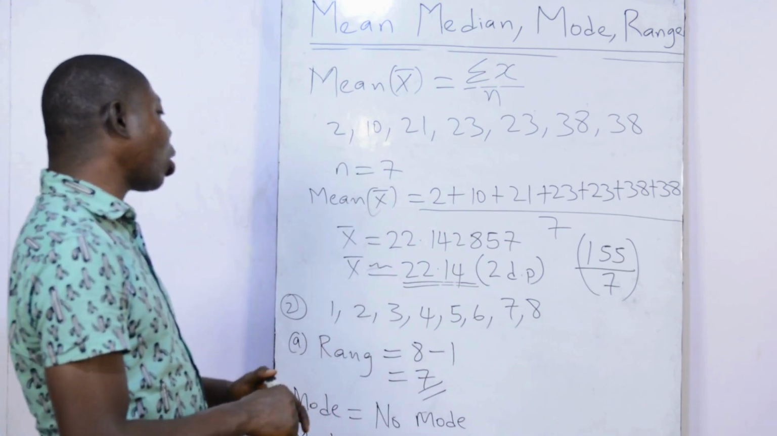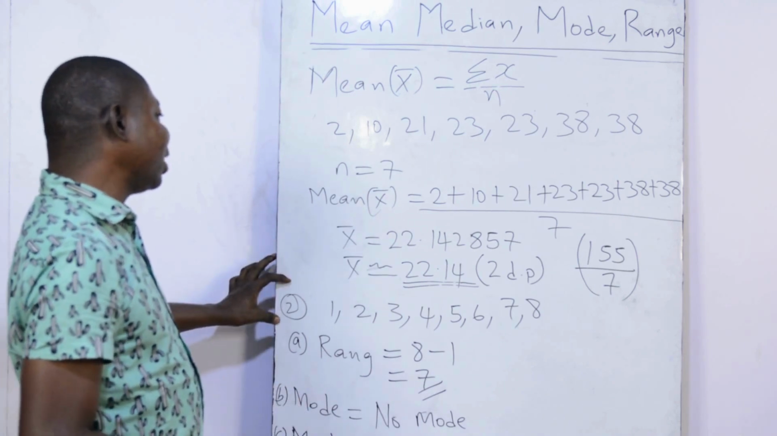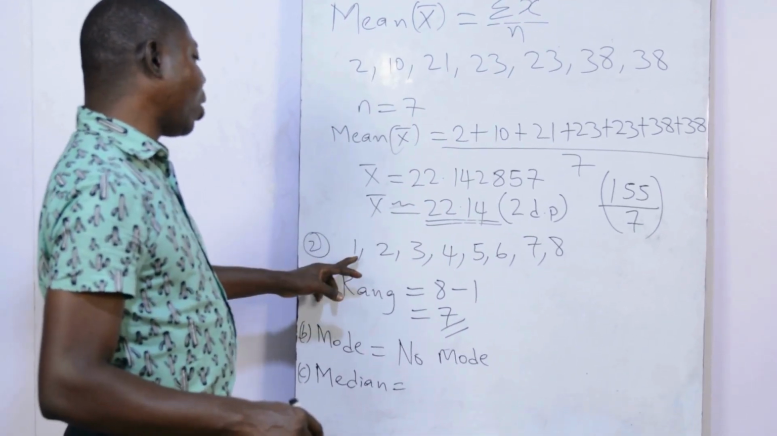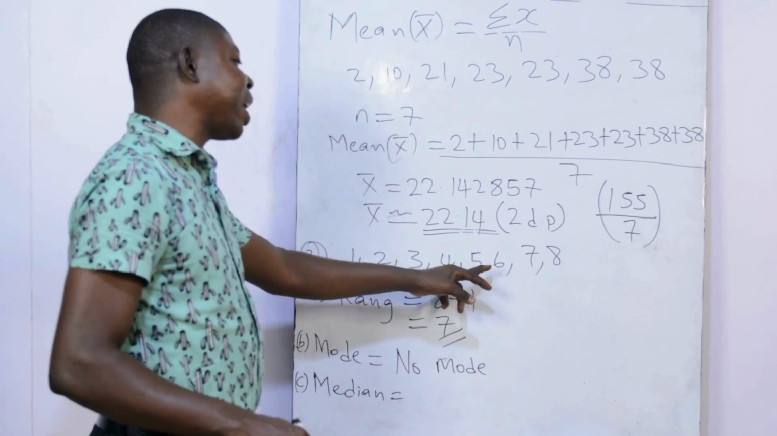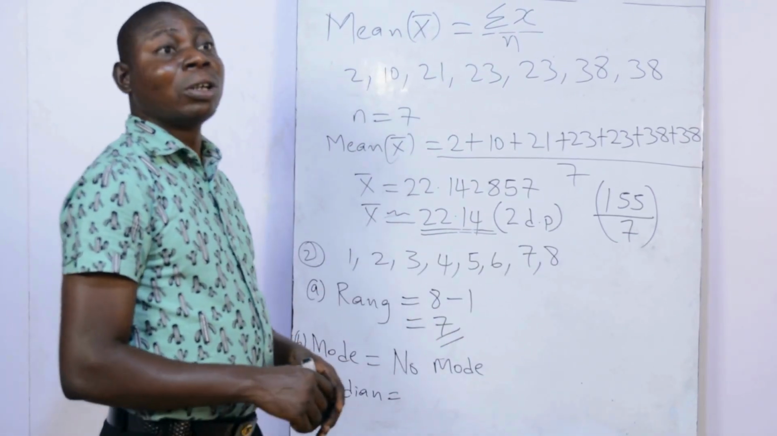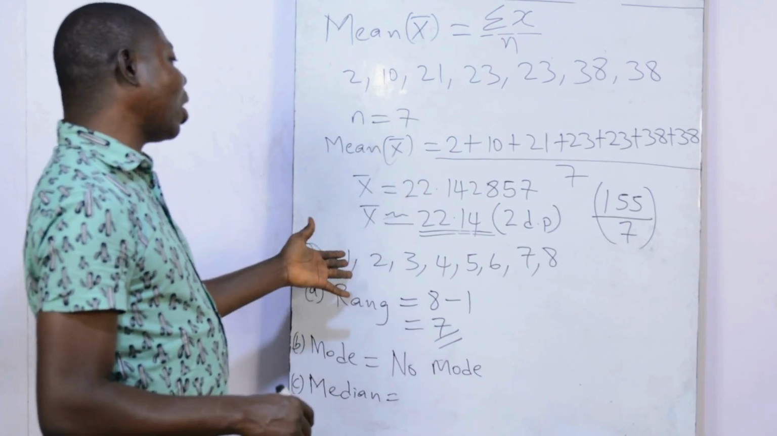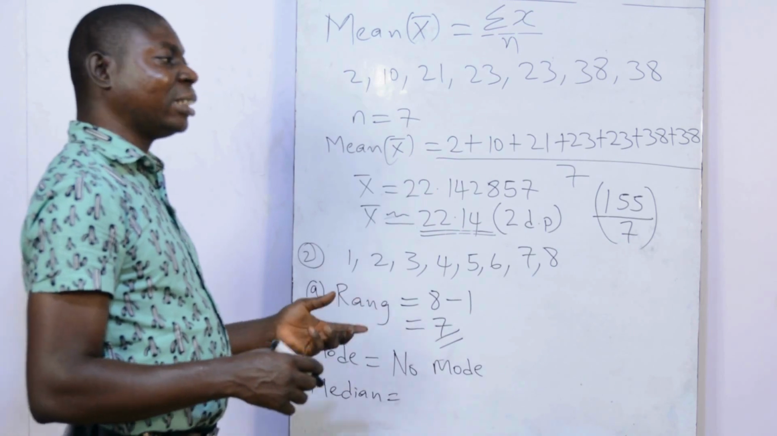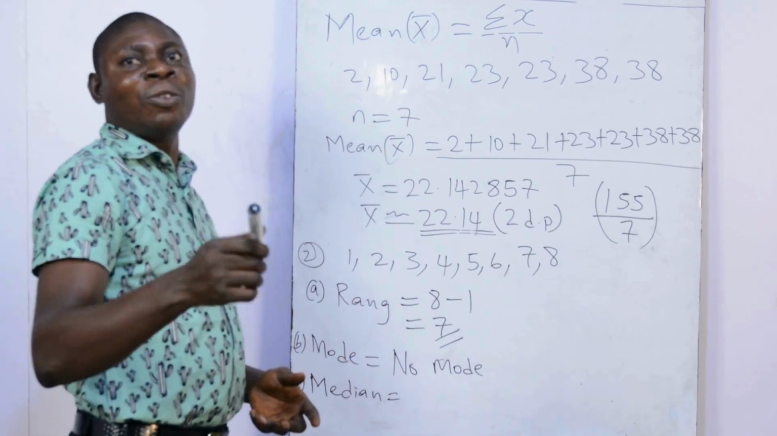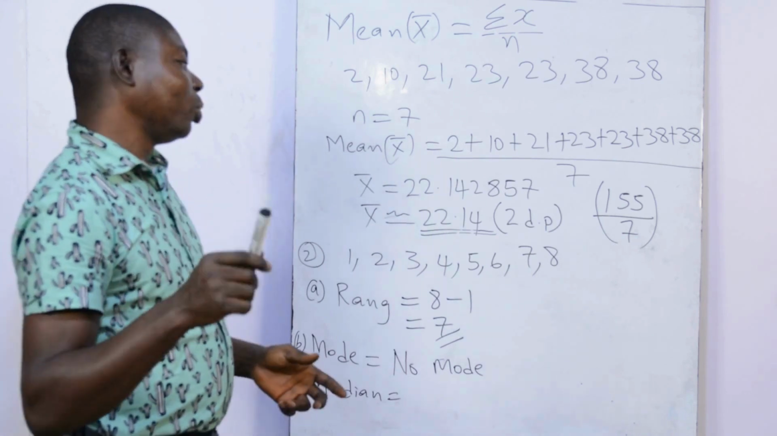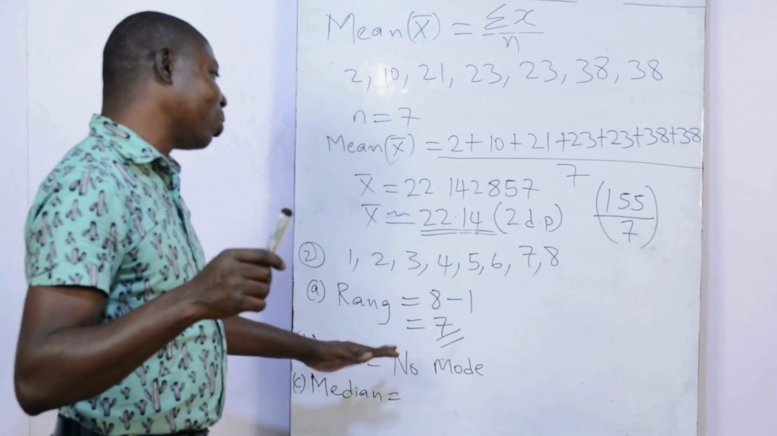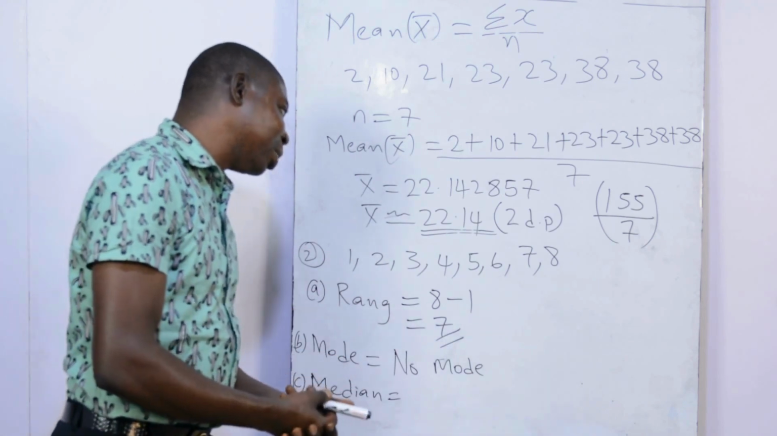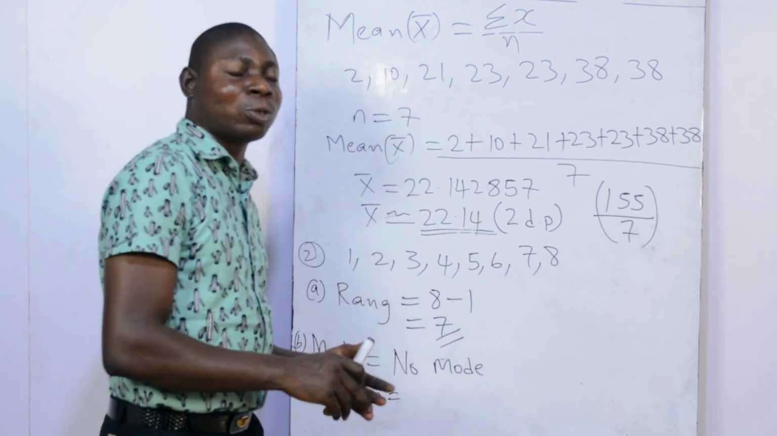Then we want to solve question number 2 now. This is question number 2. They give us 1, 2, 3, 4, 5, 6, 7, 8. Because they give us this one in order, we don't need to rearrange anything. Assuming they don't give it like this, you need to rearrange it if you want to calculate median, but they give us the straightforward question.